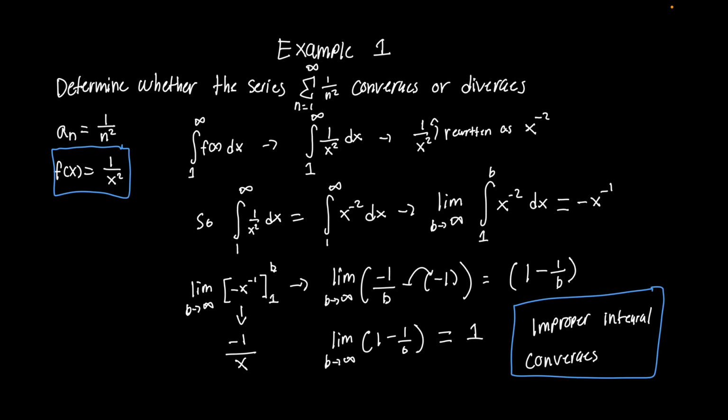So, since we knew that the integral of 1 over x squared converges, the series will also converge by the integral test. So, on your homework or test, I would write the improper integral converges by the integral test. Or you could also write the series also converges by the integral test. So, your final answer should be to just rewrite the series, 1 over n squared converges by the integral test. And that's all you have to do. Now, let's look at another example.